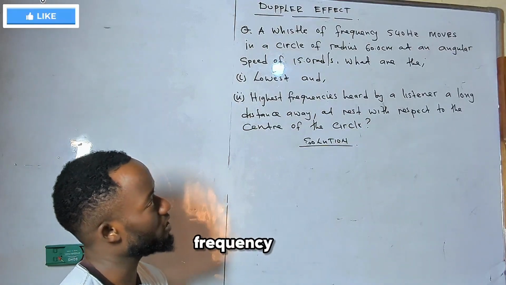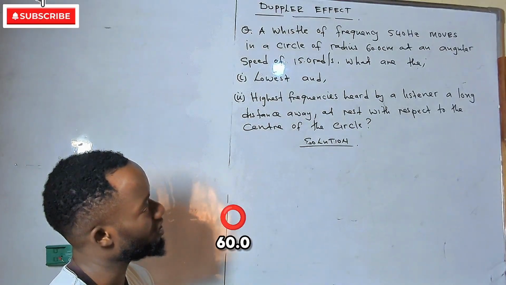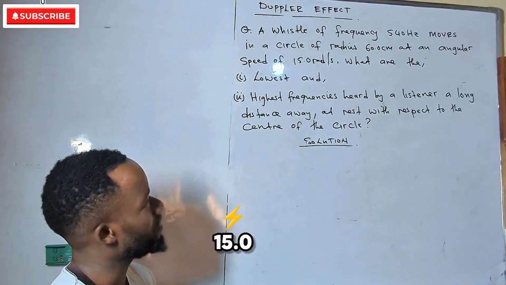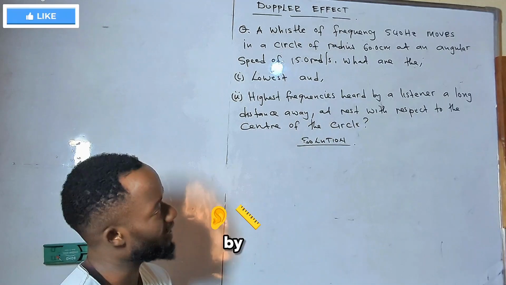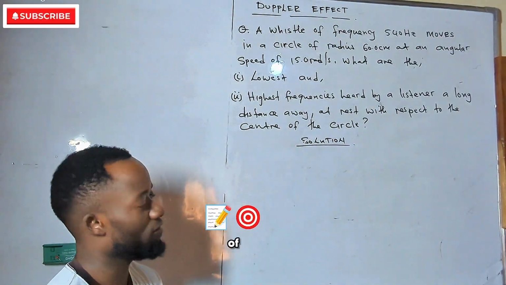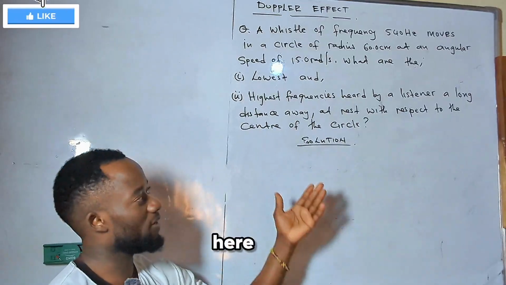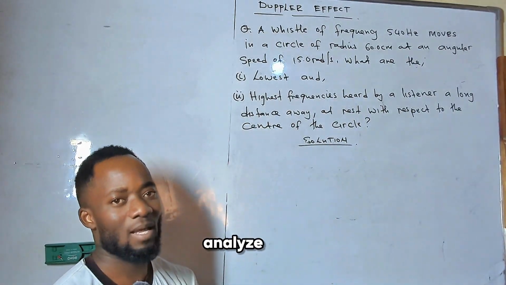A whistle of frequency 540 Hz moves in a circle of radius 60.0 centimeters at an angular speed of 15.0 radians per second. What are the lowest and the highest frequency heard by a listener a long distance away at rest with respect to the center of the circle? So the first thing we're going to do here, let's correct the data. We see what we're given in the question and then try to analyze the question.